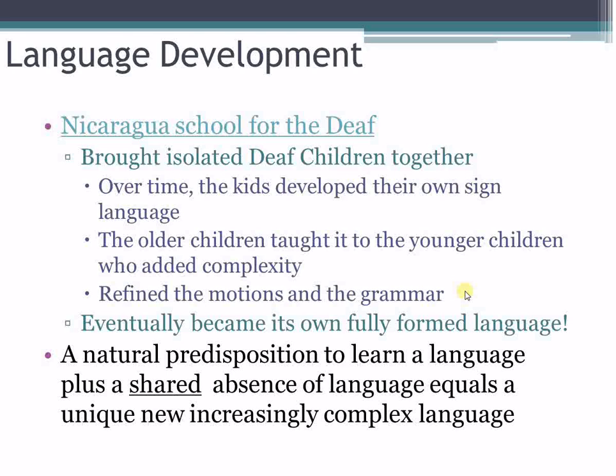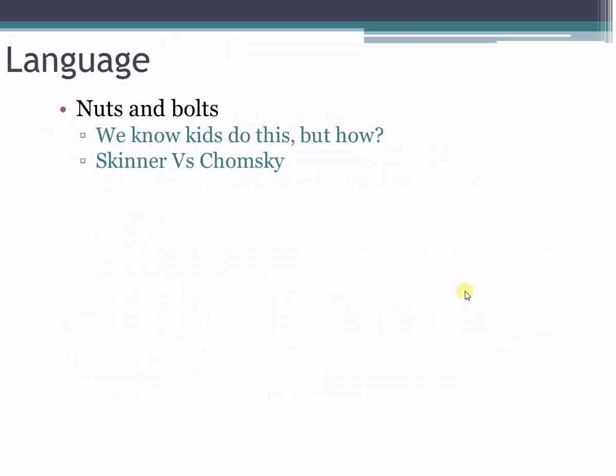What this is evidence of is that this natural predisposition to learn language, plus this shared absence of language, will lead to the development of a new and increasingly complex language. Now, we know kids do this, right? But the question is how.